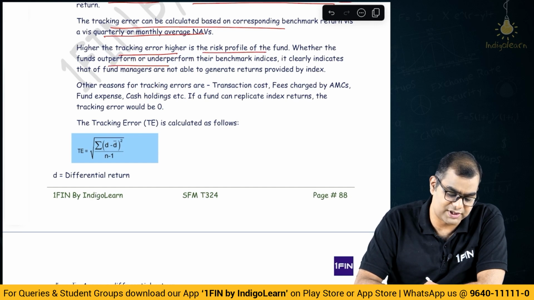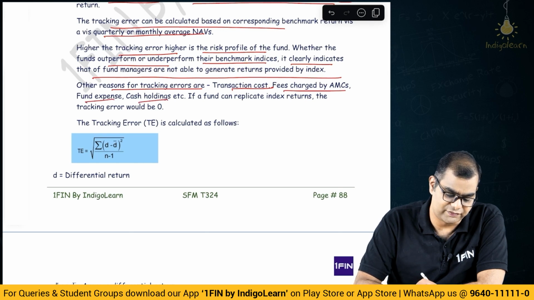Whether the fund outperforms or underperforms its benchmark index, it clearly indicates that the fund managers are not able to generate the returns provided by the index. Other examples of tracking error causes are transaction costs, fees charged by AMCs, fund expenses, and cash holding. If the fund can replicate an index, the tracking error ideally would be zero.